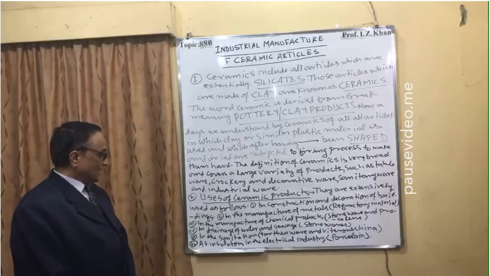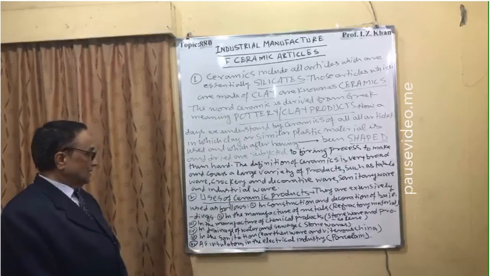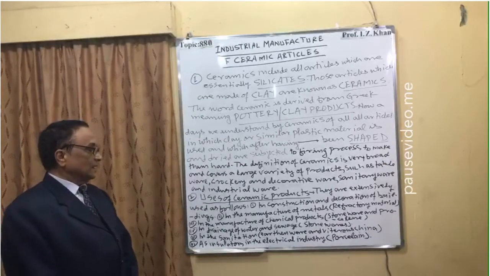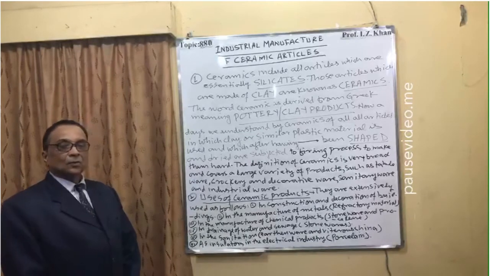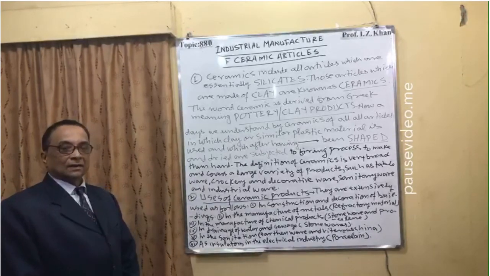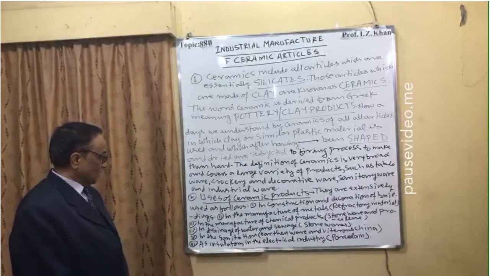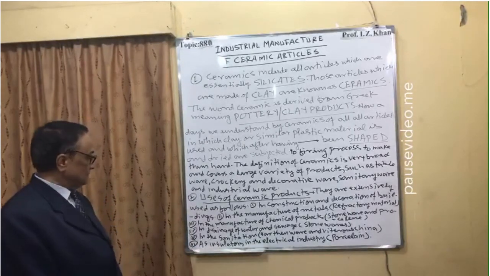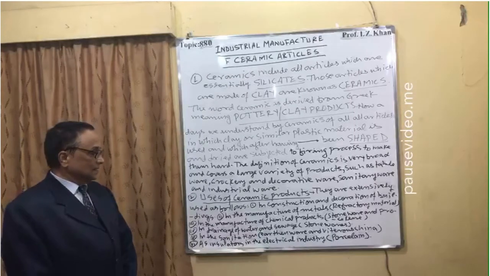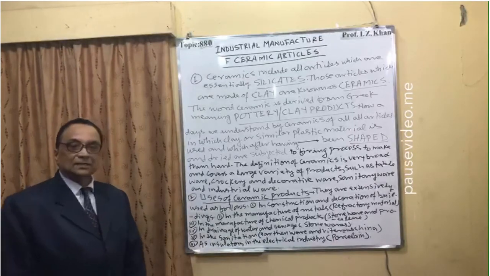Number five, in sanitation, earthenware and vitreous china. Wash basin and cupboard, they are all sanitary products. Number six, as insulators in electrical industry, that is porcelain.